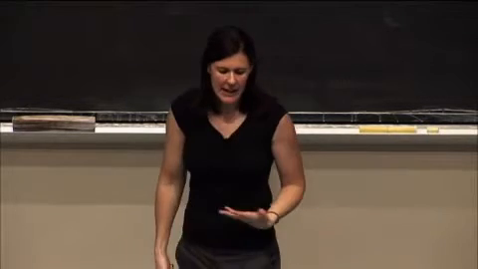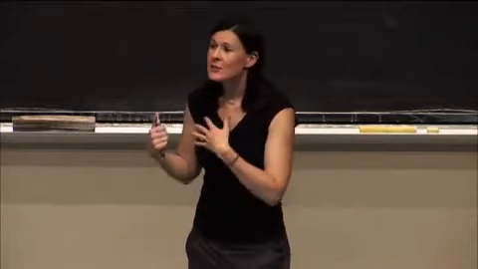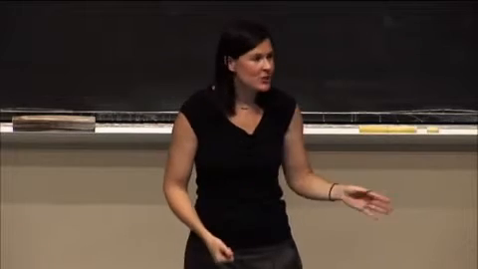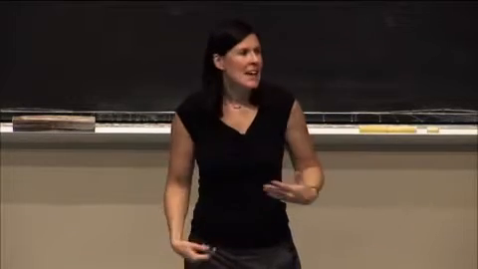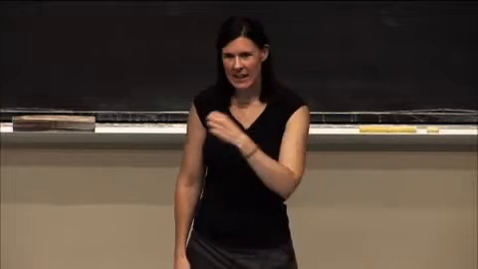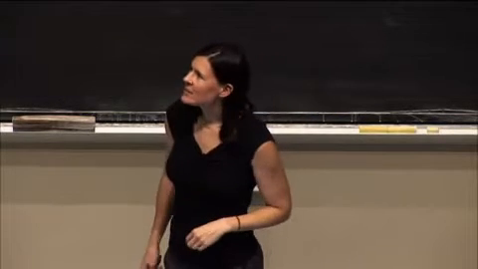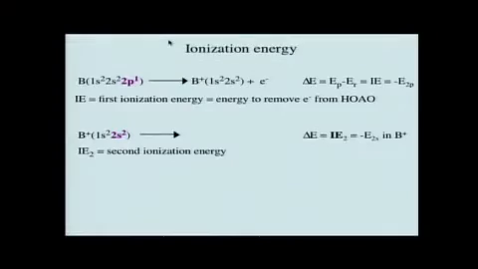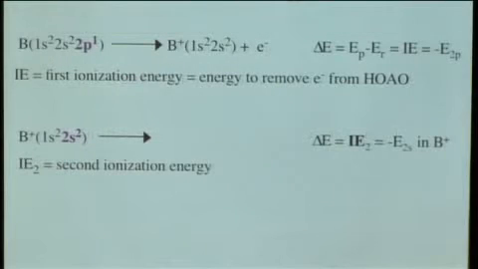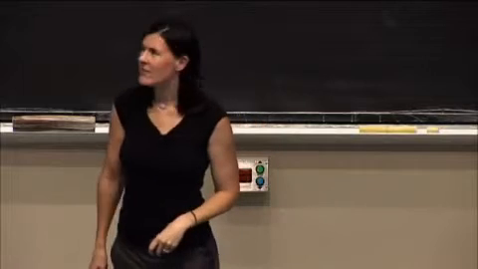Let's think about second ionization energy. Second ionization energy simply means you've already taken one electron out. Now how much energy does it take for you to take a second electron out? So in the case of boron here, what we're starting with is the ion, B+ 1s2, 2s2. And now we're going to pull one more electron out. The highest occupied orbital is now the 2s orbital. So we're going to end up with B2+ 1s2, 2s1 plus the electron coming out of there.